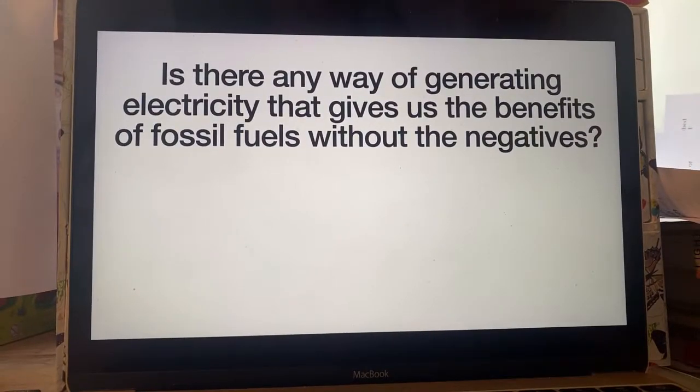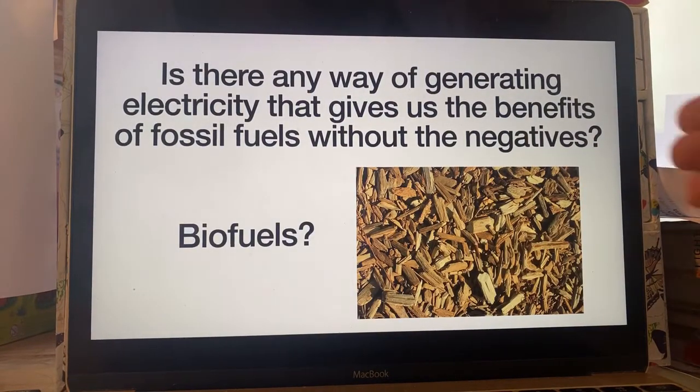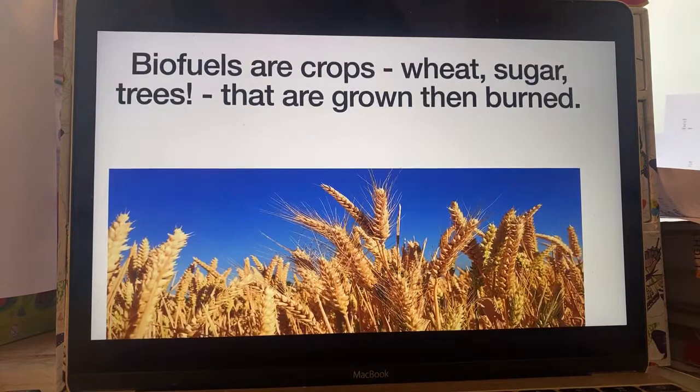So, I can hear you asking, is there any way of getting all the benefits of fossil fuels, but without any of the negatives, like the carbon dioxide and the running out? Well, let me introduce you to biofuels. Biofuels is kind of a weird idea. Biofuels are, well, they're crops. It could be wheat or sugar. Quite often it's trees like wood chips that you just grow them and then you burn them.